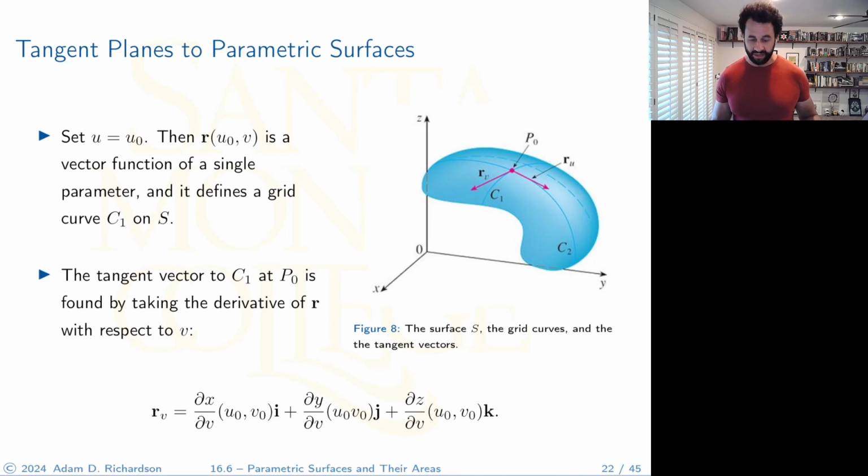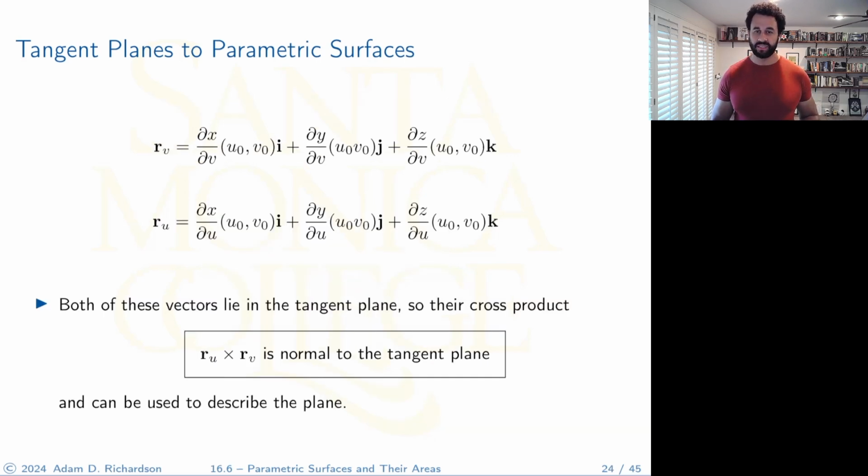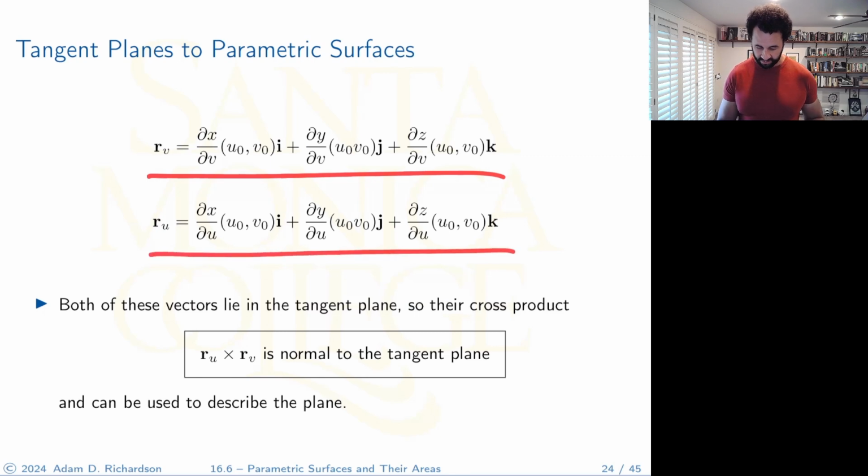Do the same thing by fixing v equals v naught. And then this tangent vector will be the partial derivative with respect to u. So you compute that. All right, now hopefully you can see where this is going. We've got two tangent vectors that are in the tangent plane. And what we really need is a vector that is normal to that plane. So what are we going to do? Take the cross product. We are going to take the cross product of these two vectors.